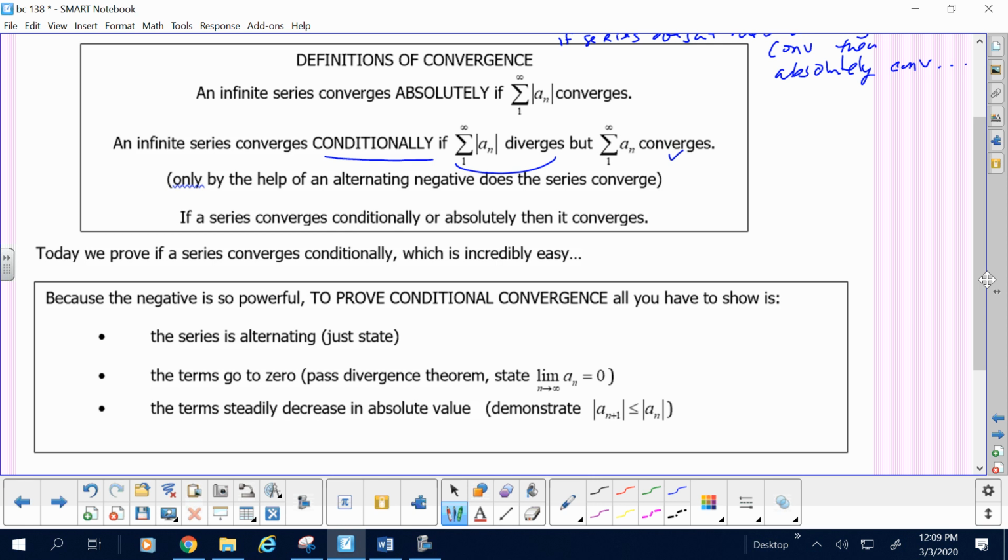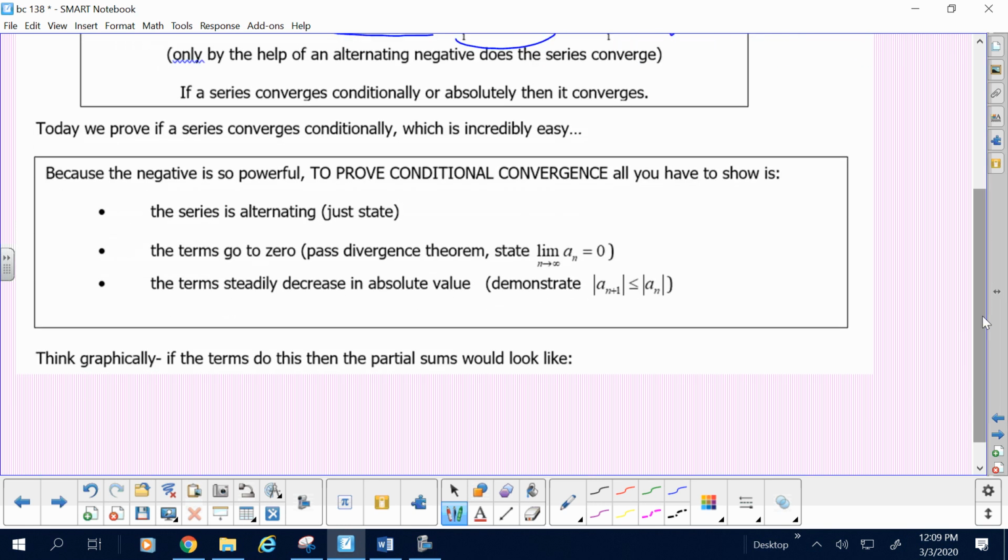All right. Now, to prove something converges conditionally, this is sometimes called the Leibniz test. You just need to meet 3 standards. First of all, it has to be alternating. That makes sense. Conditional convergence is only an alternating deal. It's not an all positive term. That doesn't apply to all positives.